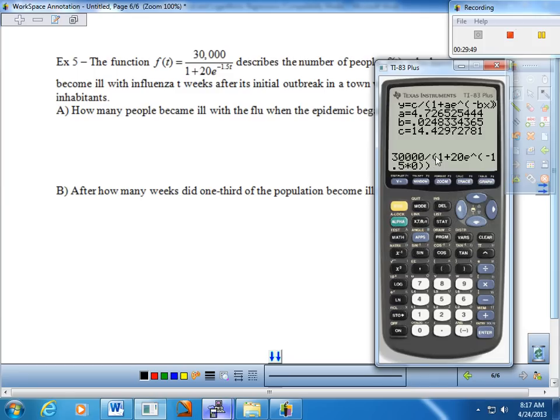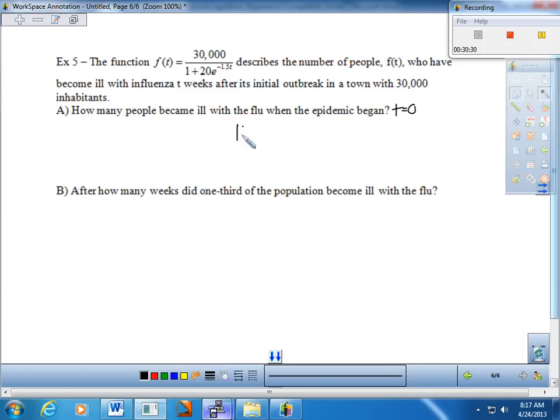So take a look at how I type that in. Just make sure it clicks for you. And again, all we're doing when the epidemic began is saying that t is 0 and letting that work. And so you can see basically the initial outbreak here would be about 1428, 1429, right in there. You can round obviously to the nearest person. So when t is 0, we let that just ride there. Nice and straightforward putting that in.